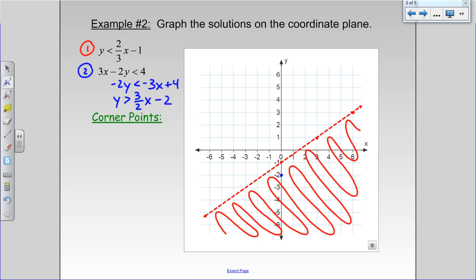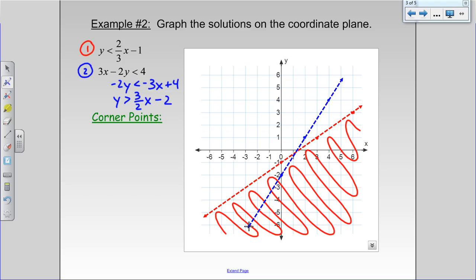This line has a y-intercept of (0, -2) and a slope of 3 over 2. So we can use the slope to find more points. And then once again, we will use a dashed line, in this case because we have a greater than symbol.